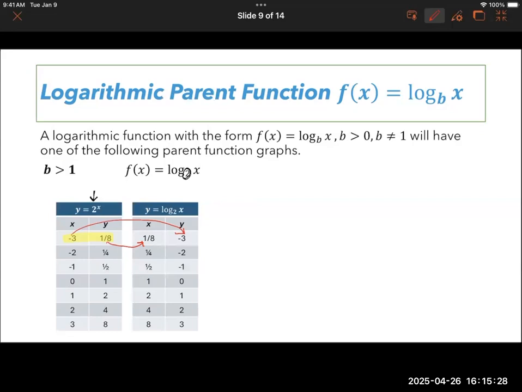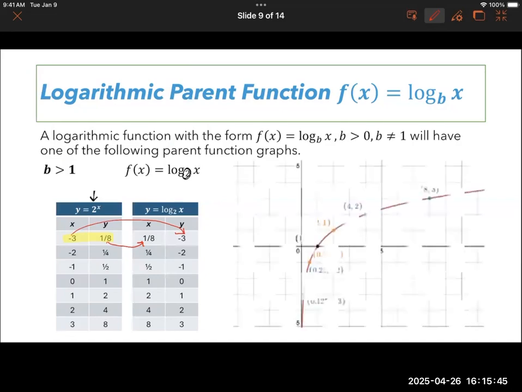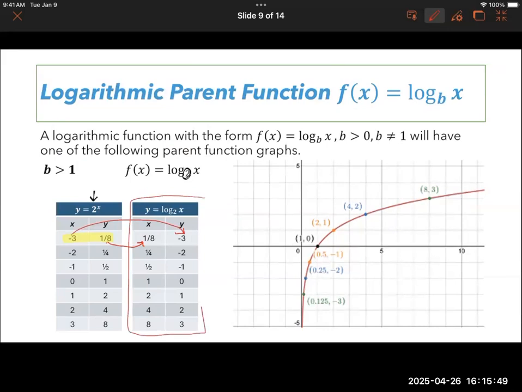And so you can see that all the way down. If I had -2, 1/4 for exponential, then on the logarithmic, 1/4, -2 is a point. If I have 1, 2 in my exponential, then 2, 1 is going to be a point on my logarithmic. So I then plot the points from this table that I get from switching all of those coordinates, and I get the logarithmic graph of log base 2 of x.